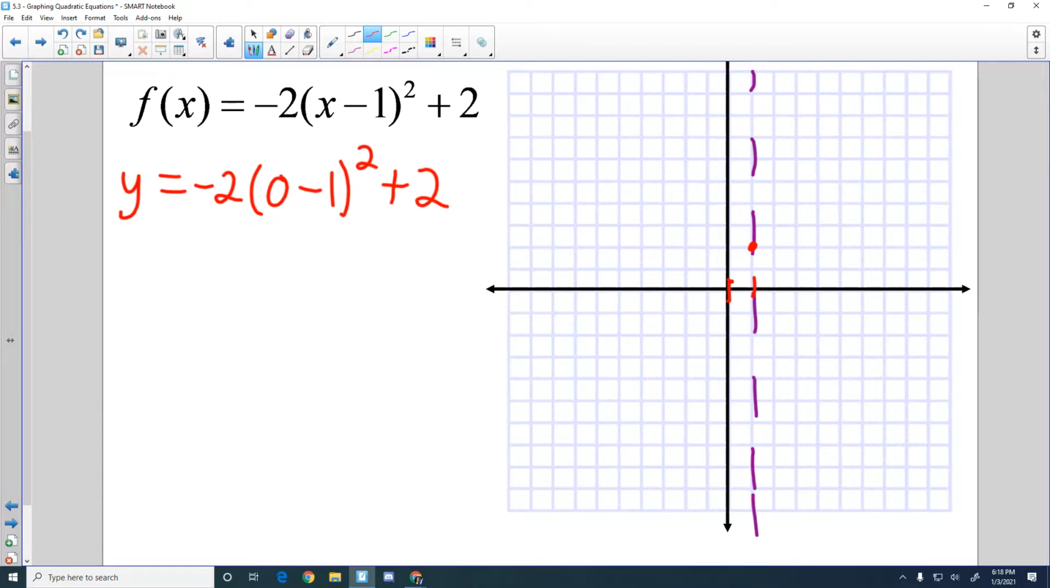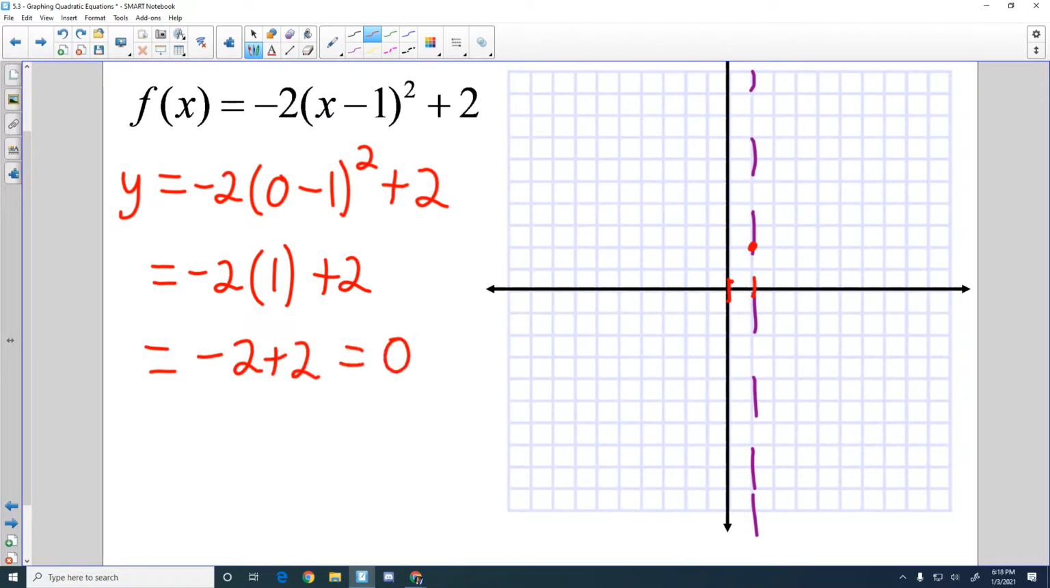And let's see what we get. So this is -2 times, well, -1 squared is a positive 1. And this is -2 plus 2, which equals 0. All right, so the y-intercept is at 0. So we plot it there. And then we know its mirror point is going to be right over here.